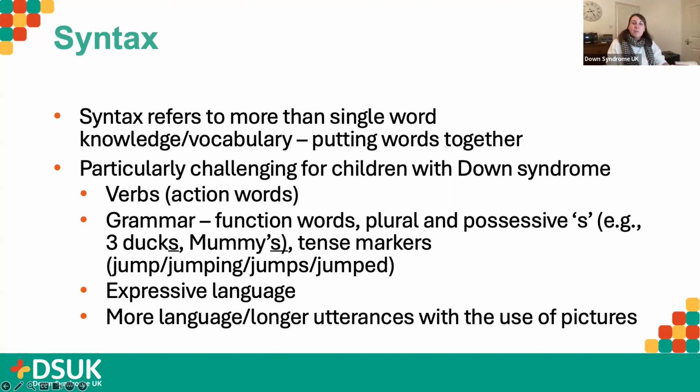We tend to see more difficulties with expressive language, so being able to use some of those sentences, although they may well understand and follow some of those sentences and instructions. And if you want to promote your child's talking when they're starting to put words together, there's been some research to show that having pictures in front of them enables children to produce more language. So rather than just saying, what did you do at preschool today? If you say, oh, what did you do at preschool today? And we've got some pictures, that's obviously going to help your child to produce more words. It's really, really useful to have those visuals around.